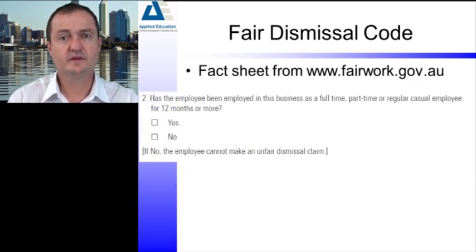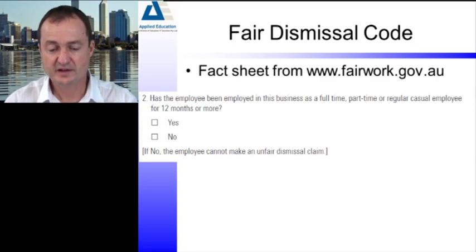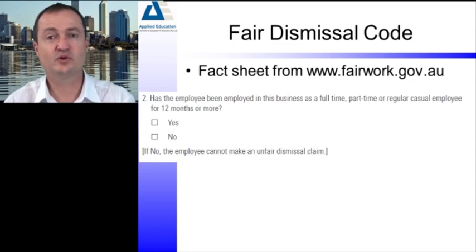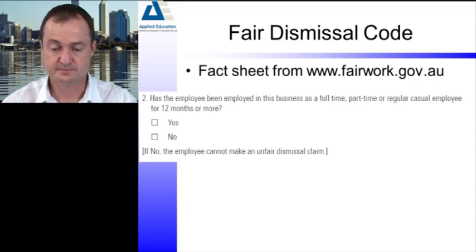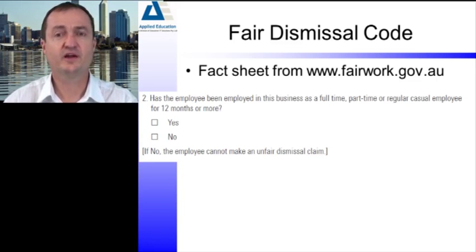The next question on the checklist is working out if the employee has in fact been employed on a full-time, part-time or regular casual basis for 12 months or more. Just note that this slide says regular casuals. So if you've employed a casual regularly for more than 12 months, they also can be unfairly dismissed.